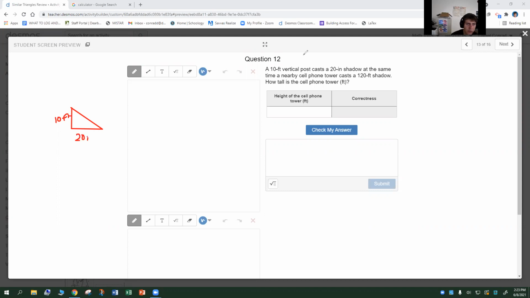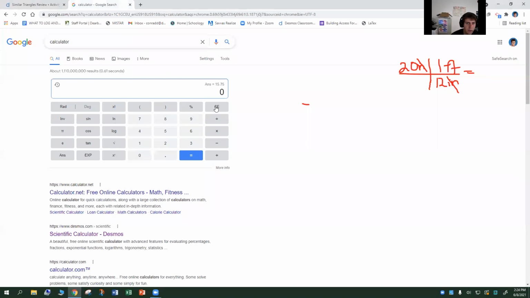Okay, let's redraw this. So 20 inches, first of all, we got to get the same unit here. So let's convert 20 inches into feet. So 20 inches, right, there are, again, 12 inches in a foot. We put 12 inches at the bottom because we want the units to cancel out. So we get 20 over 12 feet. So 20 divided by 12, that's going to be 1.67.